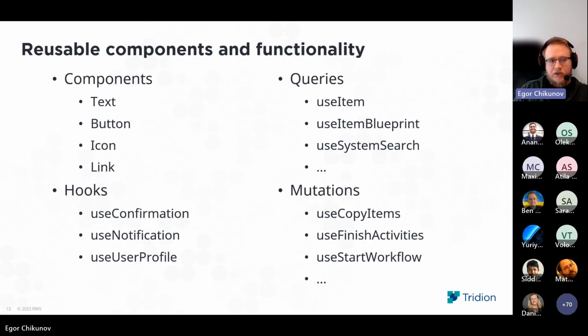As an initial iteration, we provide a limited number of components and hooks. So for now, we're going to provide 4 or 5 basic components that you can utilize, like text, button, icon, link. Text link I didn't mention here. Some utility hooks like use confirmation that would allow you to show a modal, confirmation modal if you need so in your actions, for instance. Use notification that allows you to show toast notifications and notifications that go into the message center. And use user profile that provides a current user profile.